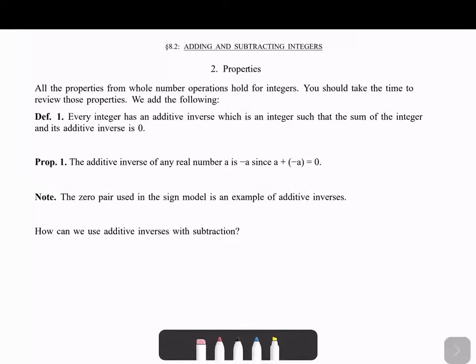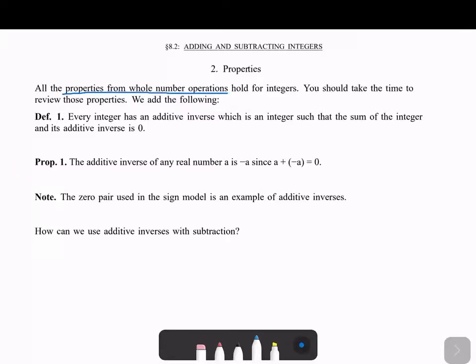So we have a lot of properties that we've talked about from whole numbers back in chapter 3, and a lot of these were on exam 1 and the exam 1 review. So you should take the time to go back and look at those, just to make sure you remember what it means for an operation to be commutative or associative or have an identity or have an inverse. Well, we're going to talk about inverses right here.